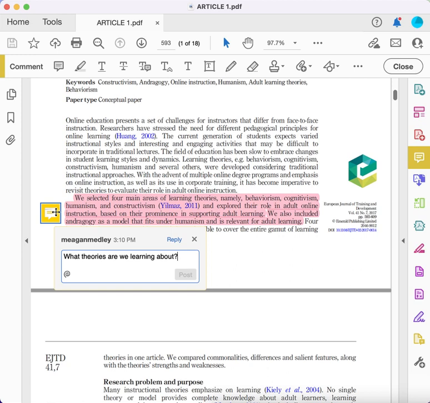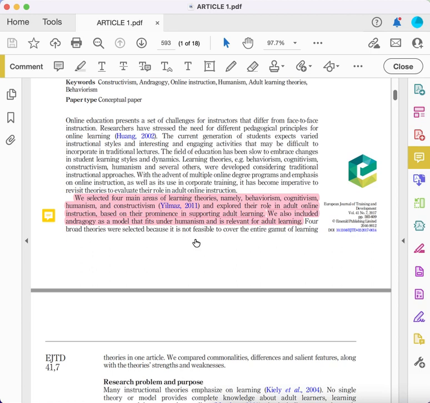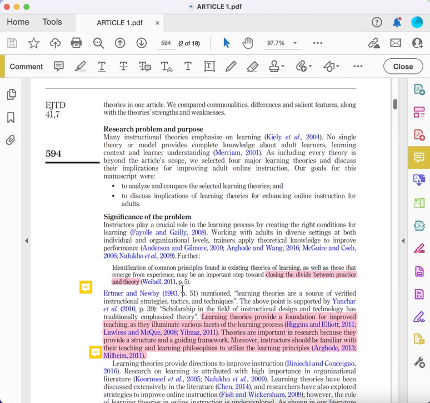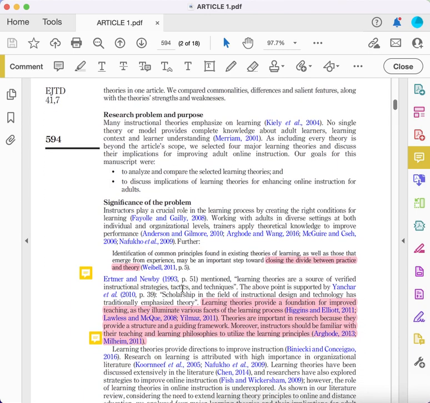andragogy, which is interesting because it is not a theory. It's more like this idealized version of what adult learning theories should be. Not necessarily theories, but adult learning, what it should be, and sort of this area where we would hope for it to get to if it's not there already in our practice.